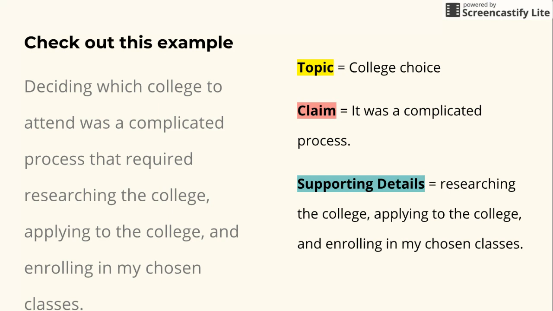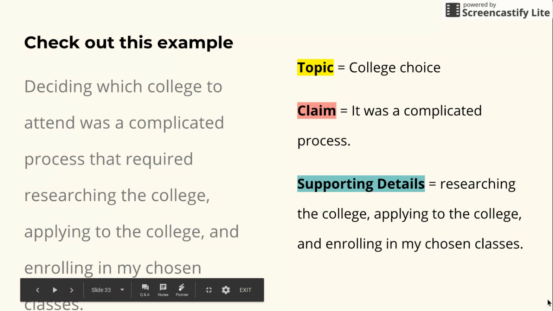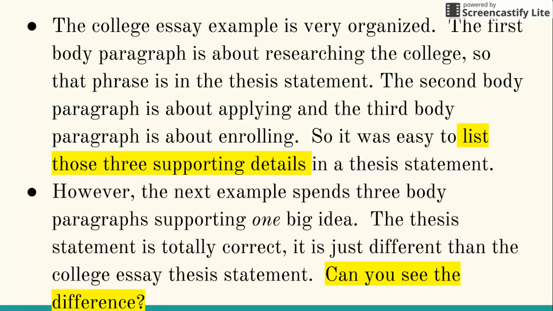As a reader, I know exactly what I'm going to read about in this essay. I know what each of the body paragraphs will be about. I know how this writer will support the claim. The college essay example is very organized. The first body paragraph is about researching the college, so that phrase is in the thesis statement. The second body paragraph is about applying, and the third body paragraph is about enrolling. So it was easy to list those three supporting details in a thesis statement.